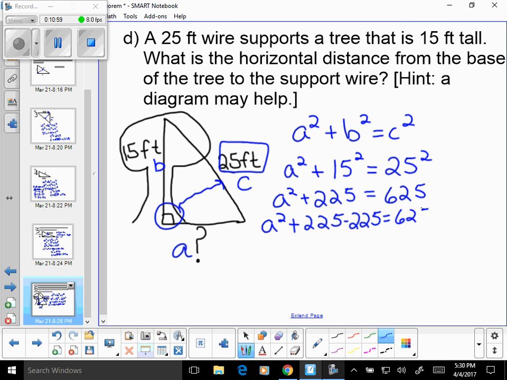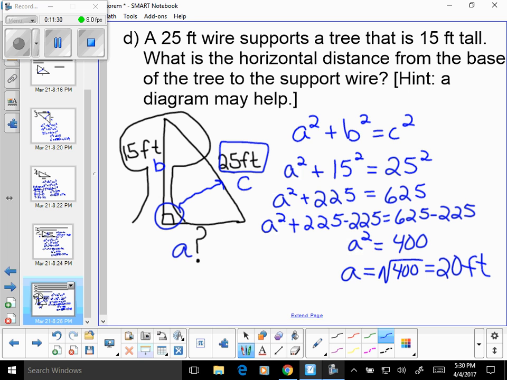Now remember, hit pause at any time if I'm going too fast for you to keep up. Now I'm going to subtract 625 minus 225. Oh, please, I hope you don't need a calculator to tell me that that's 400. All right. Remember, I want a, not a squared. So I'm going to take the square root of 400. And hopefully you don't need a calculator there either. You can tell me that it's 20. I look at my diagram. I am measuring things in terms of feet. So it's 20 feet.